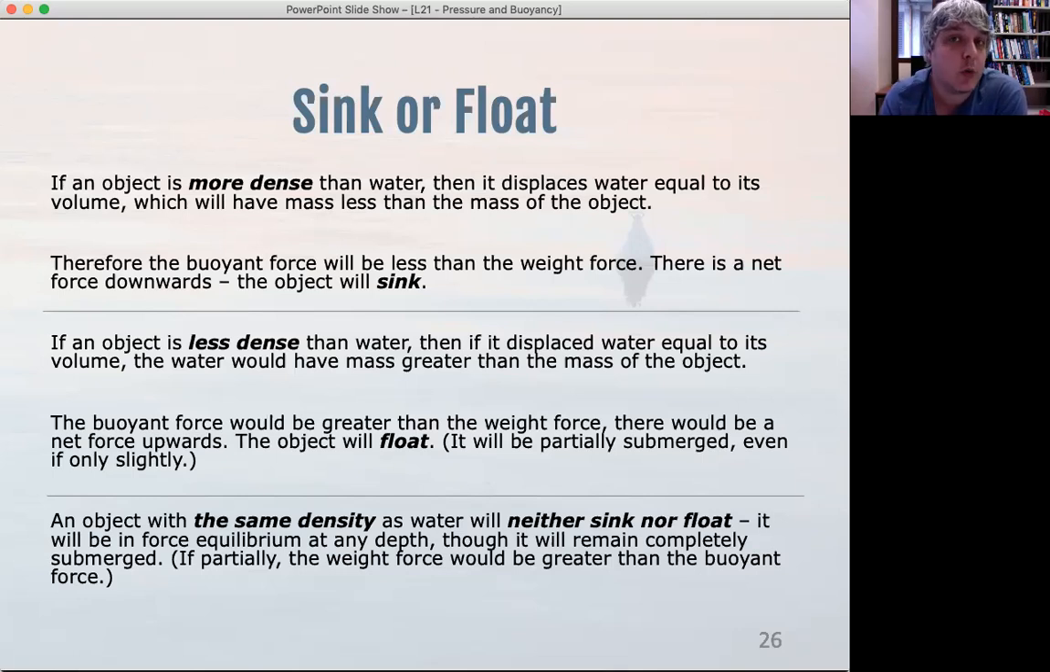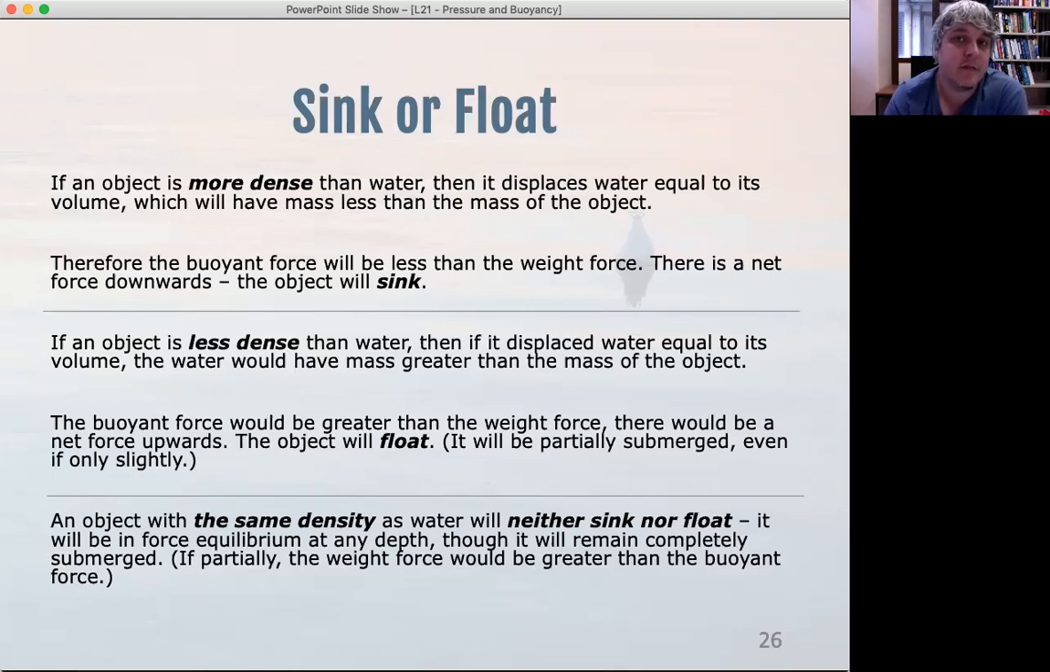So if the object is more dense than water, then it displaces water equal to its volume, which will have mass less than the mass of the object. So the buoyancy force on the water, which has less mass than the object, is going to be less than the weight force of the object. So the object will sink, net force downwards.